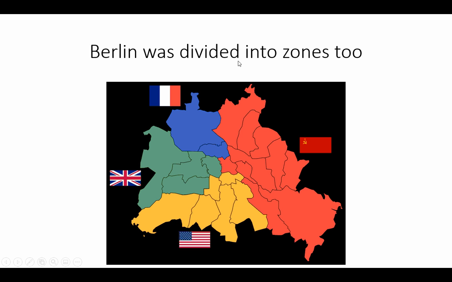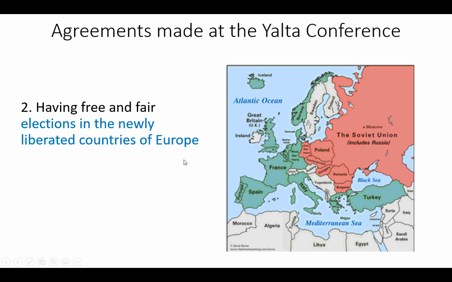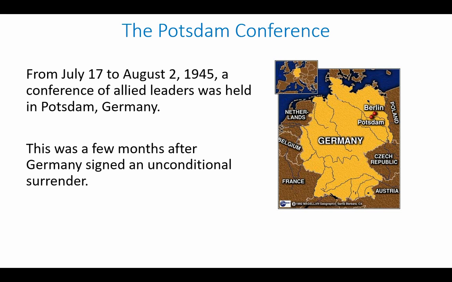Well, Berlin itself was divided into 4 zones as well. So we had the Soviet zone here in the east in red, the American zone, British, and the French zone. So they really divided Germany and Berlin up among the countries who had liberated much of Europe and removed Nazi occupation. Number 2, the second thing they agreed to was having free and fair elections in all of the newly liberated countries of Europe. Right, so all the countries where they kicked the Nazis out, they were going to say, okay, we're going to give these people free and fair elections. Okay, so that was at the Yalta Conference.